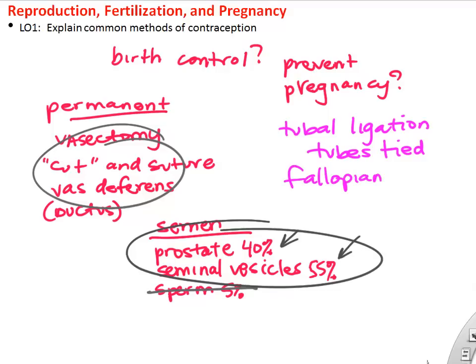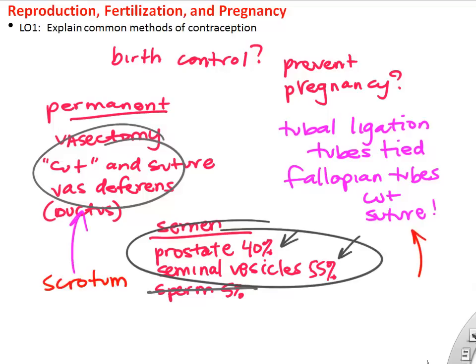The female equivalent would be tubal ligation, or tying the tubes, the fallopian tubes, again cutting and suturing them. Obviously, it's much easier to do vasectomy since you have access through the scrotum, as compared to in the female you'd need access through the abdomen.